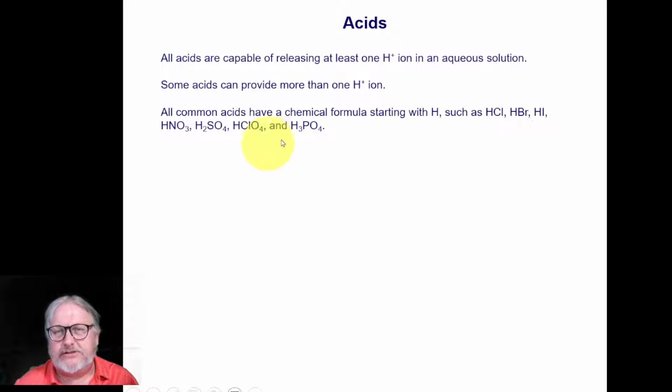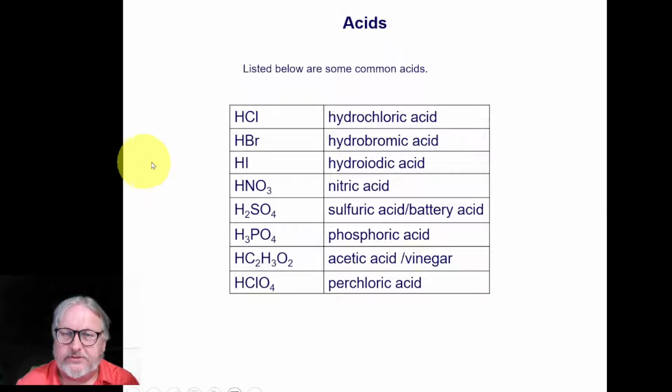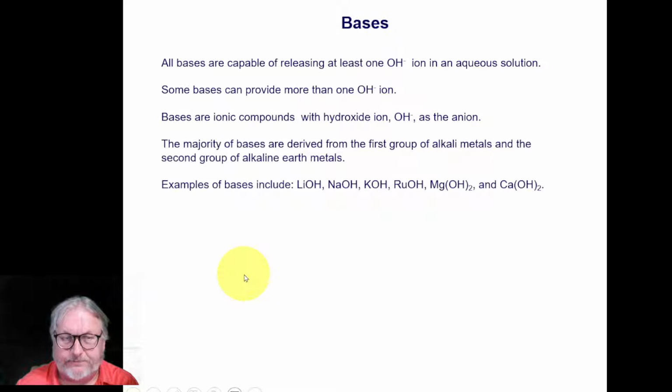All common acids have a chemical formula starting with H, such as HCl, HBr, HI, HNO3, H2SO4, HClO4, and H3PO4. These are some common acids: hydrochloric acid, hydrobromic acid, hydroiodic acid, nitric acid, and sulfuric acid. You'll find that one in batteries in cars. Phosphoric acid, acetic acid, another name for that is vinegar, and perchloric acid. These are pretty common. Notice all of them start with an H.